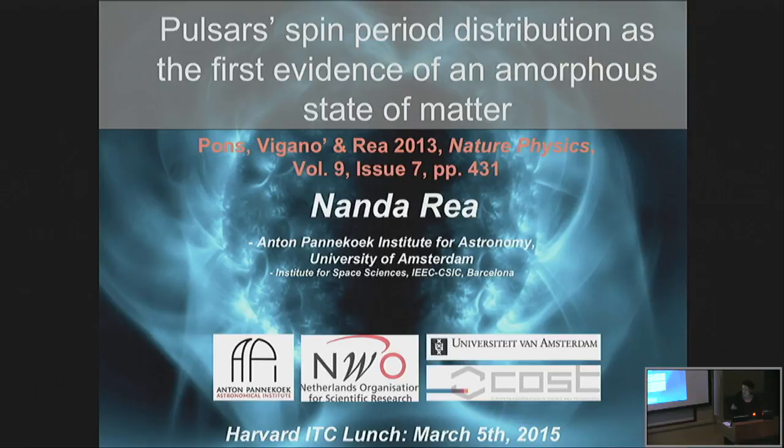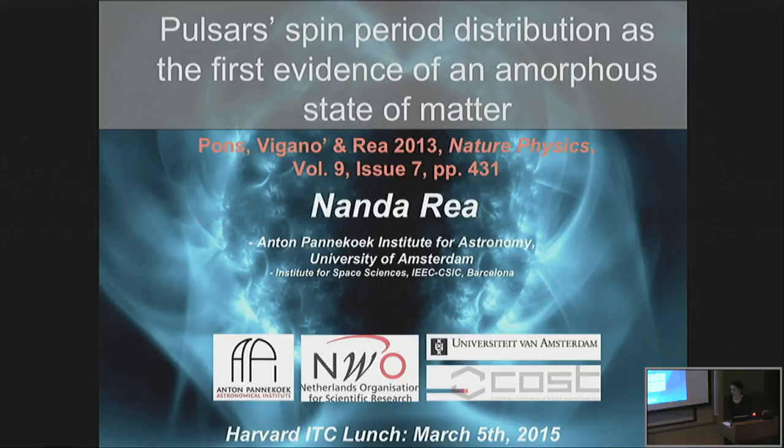So, I will speak about pulsars. Pulsars are neutron stars, which means something with the mass of the sun, but so compact that it has a 10 kilometer radius. Their crust has more or less nuclear densities, and their magnetic fields are of the order of 10 to the 12 up to 10 to the 15 Gauss, which are the magnetars.